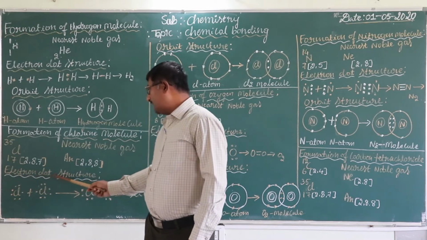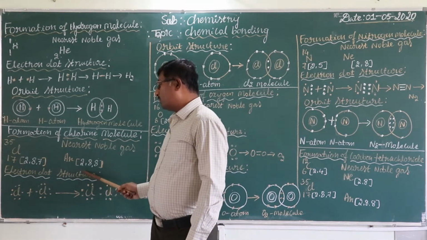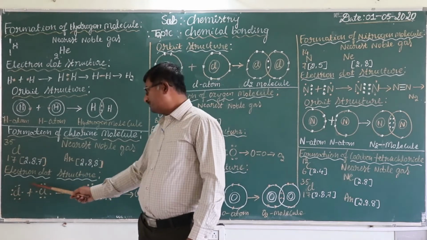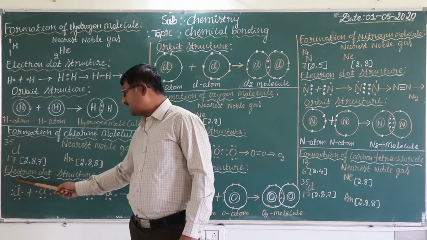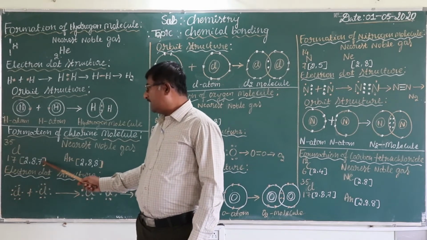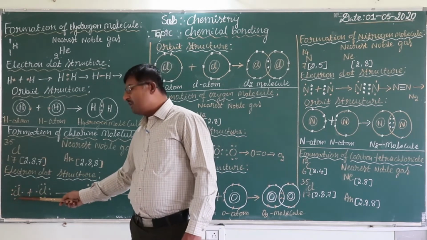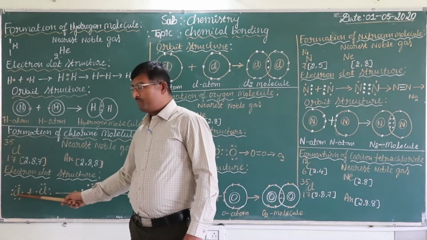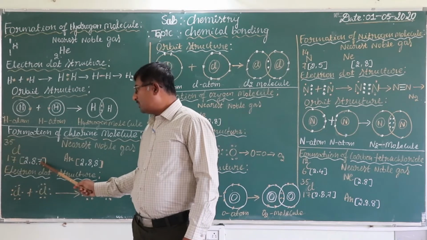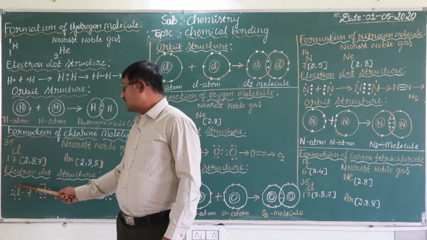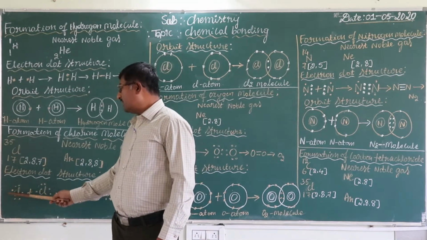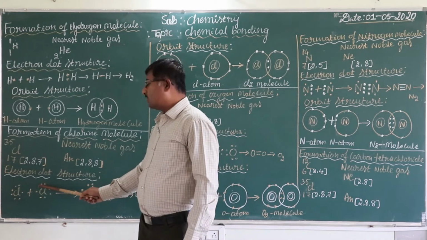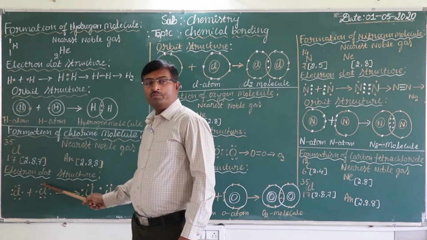Next we will go to the electron dot structure of chlorine molecule, formation of chlorine molecule. While writing the electron dot structure, only the electrons in the outermost orbit we write in the form of dots. In chlorine, the outermost orbit has 7 electrons, so 7 dots I wrote. For this chlorine atom also 7 dots I wrote.